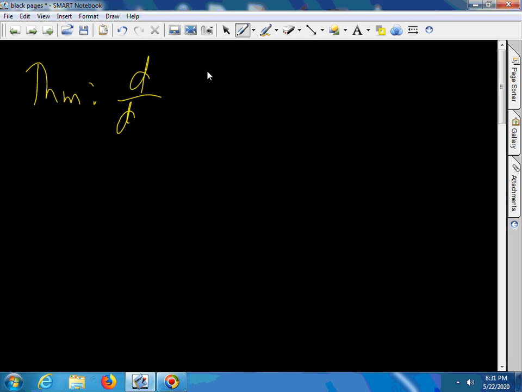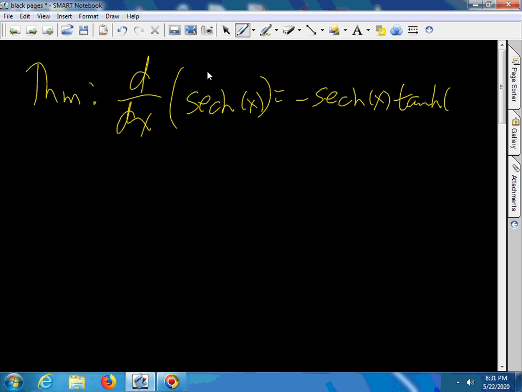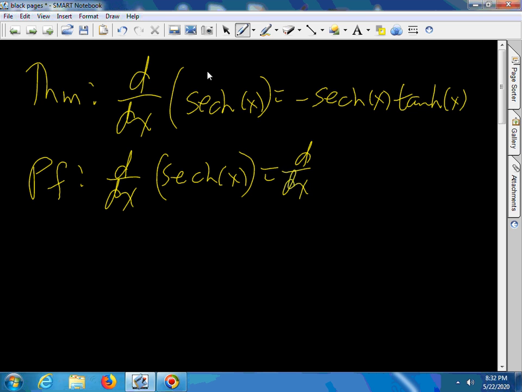To prove that the derivative of hyperbolic secant of x is equal to negative secant of x times hyperbolic tangent of x. So let's get on to this. The derivative of secant x hyperbolic is equal to the derivative of, well, this is the reciprocal of hyperbolic cosine of x.